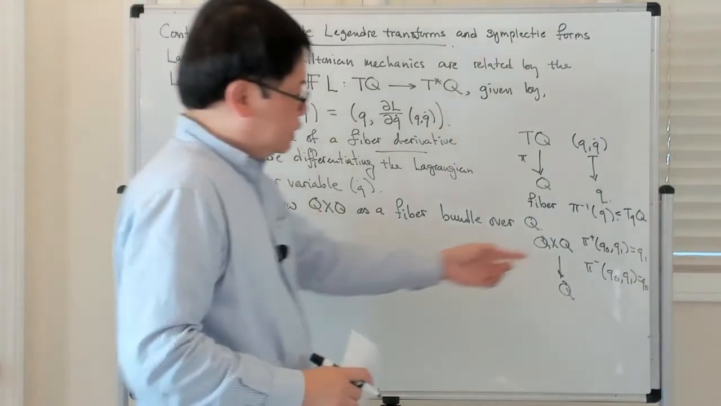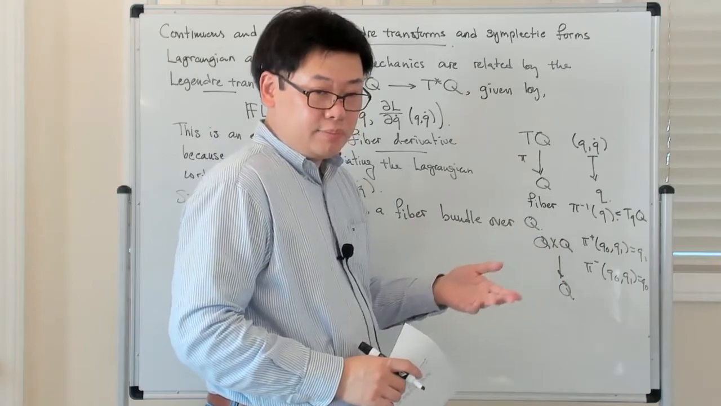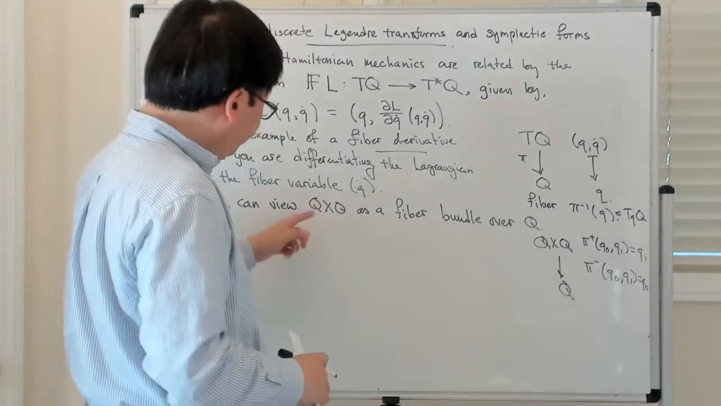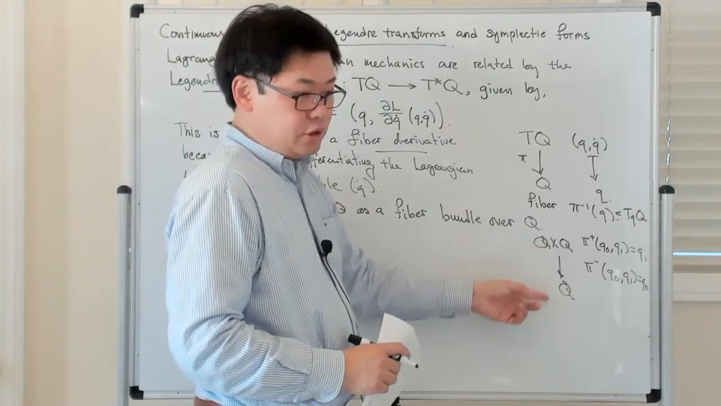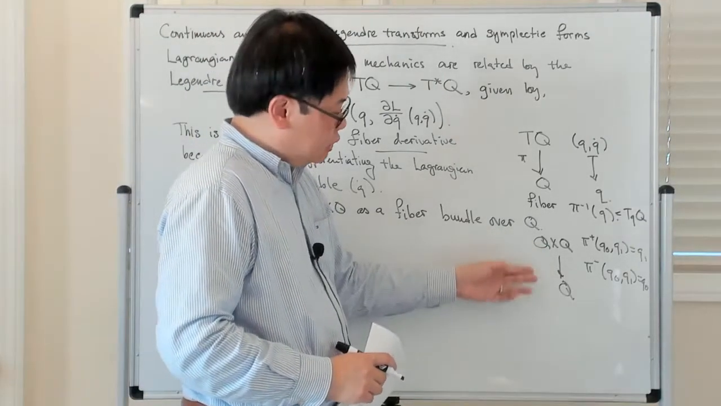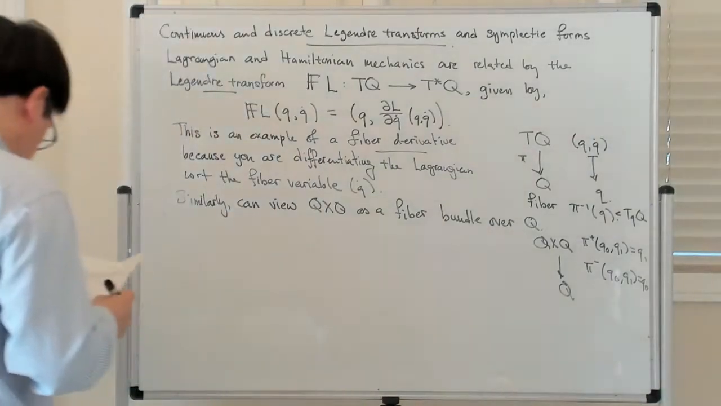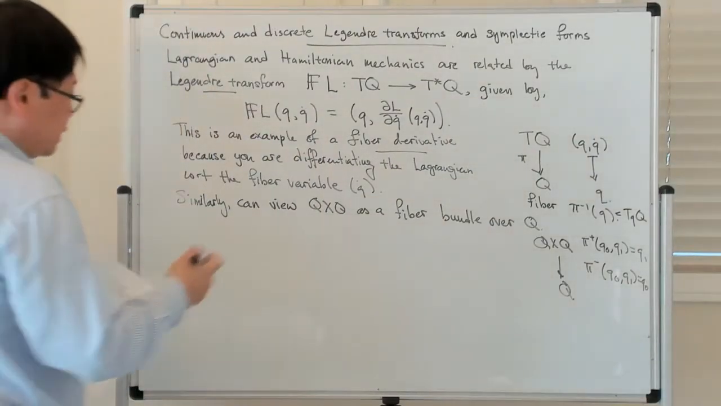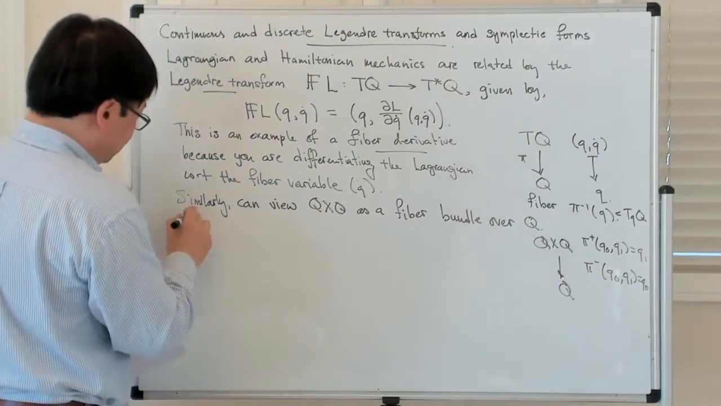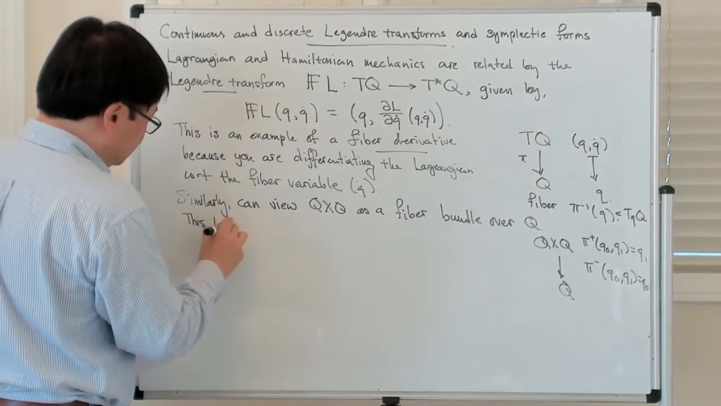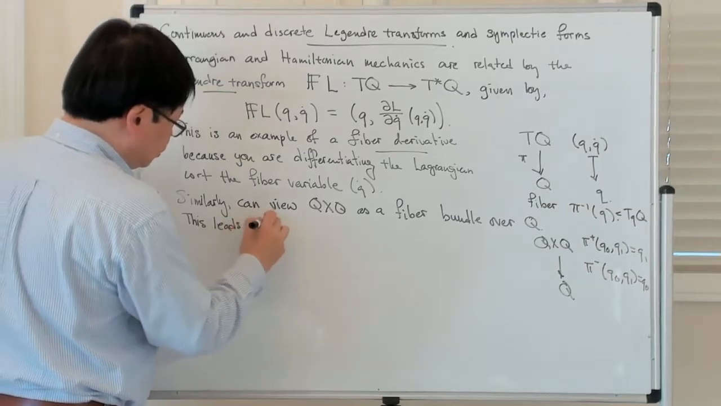As a consequence, there are two things you can think of as fiber variables. Both the things in the first or the second slot can be a fiber variable, depending on how you interpret this as a fiber bundle over Q. In any case, this leads to the idea of discrete Legendre transforms.